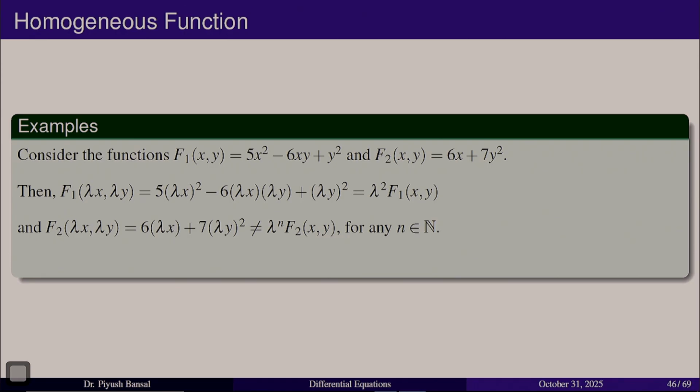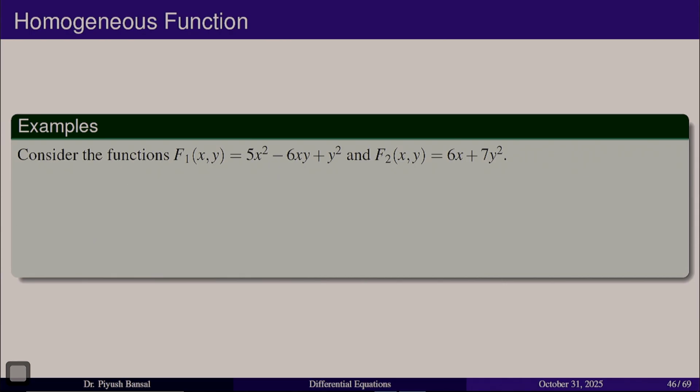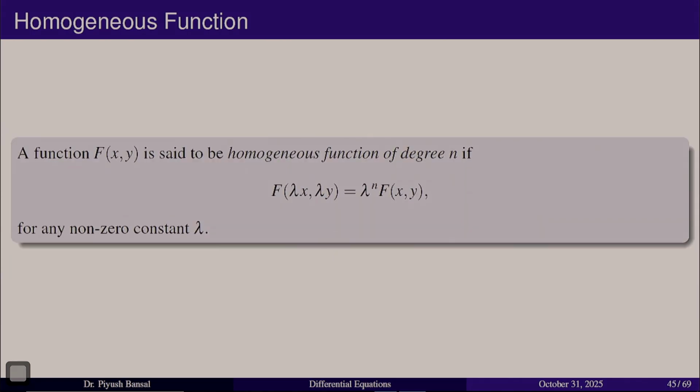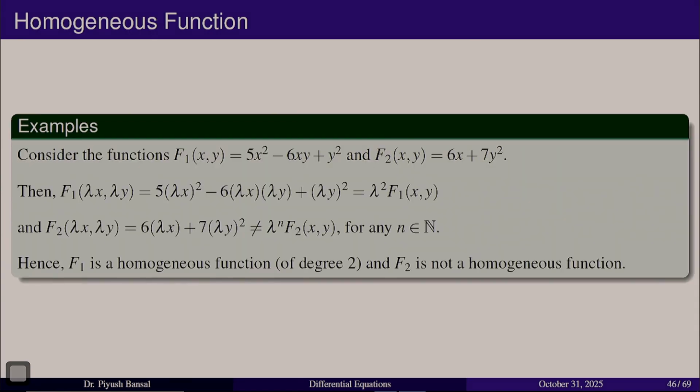From this entire expression we can take λ² out, and this results in λ² times f1(x, y). So, we have an equation again of this form only, f(λx, λy) = λ^n f(x, y) with n equal to 2 over here. So, f1(x, y) is a homogeneous function and its degree n is 2 in this case.